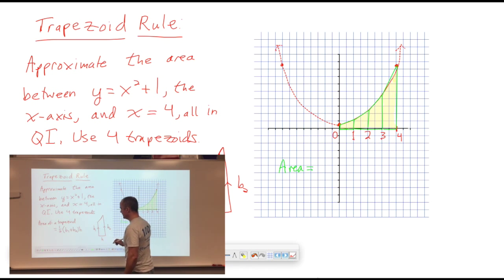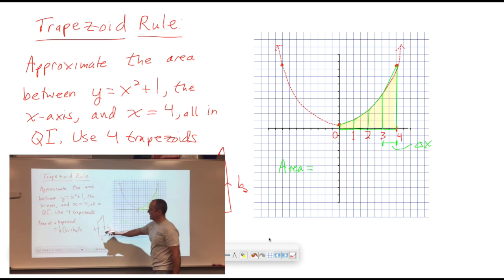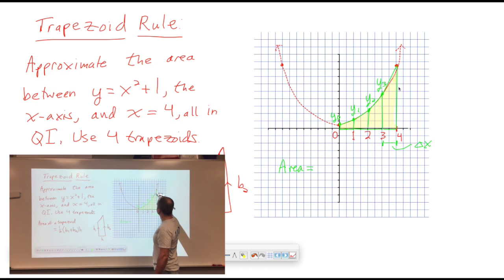All right, each of these bases is a horizontal change. We usually call that delta x. So the height of every one of these trapezoids is delta x. These bases, which are now vertical, start at 0 and go up to some y value. Here, for example, is a y value I'm going to call y sub 0. Here's a y value I will call y sub 1. Here's another y value I will call y sub 2, y sub 3, and y sub 4.